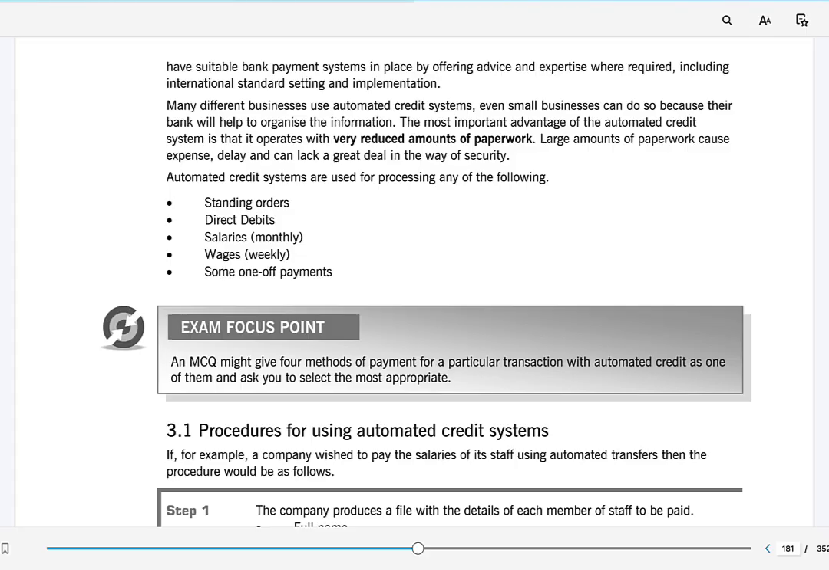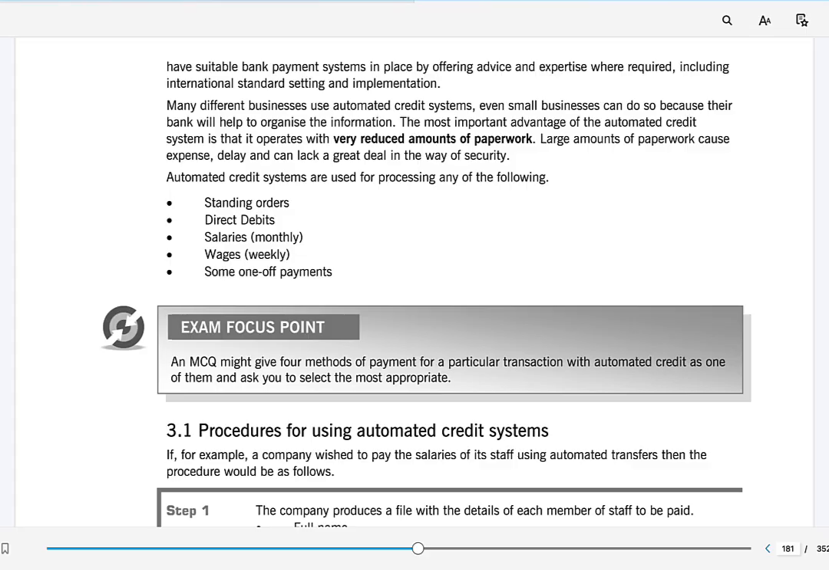Bank reconciliation helps detect payments that happened but were not recorded, wrong amounts taken, unexpected payments, duplicate payments. So automated credit systems and bank reconciliation work together. They support accuracy and completeness.